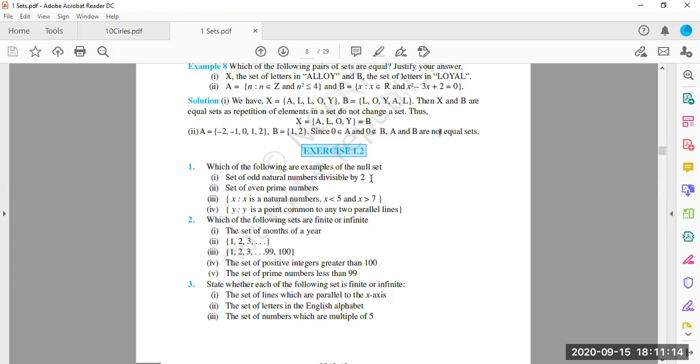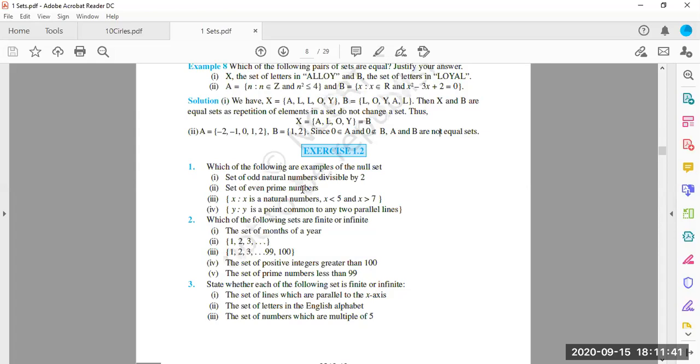Exactly. Yes, Amitoj? Is it possible to have an odd number which is divisible by 2? No, sir, only even numbers are divisible by 2. So this is the first one, a null set. There cannot be any member, any element, in this. Yes, Ishma, read all and keep commenting whether they are null sets or not.